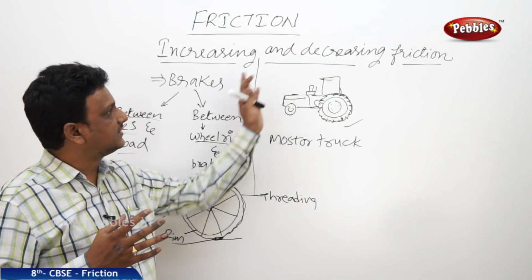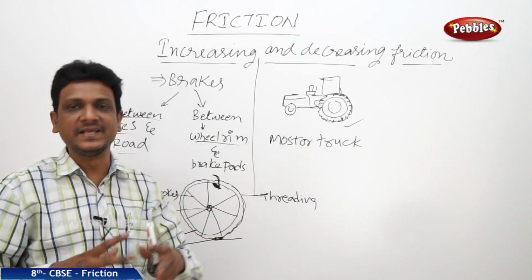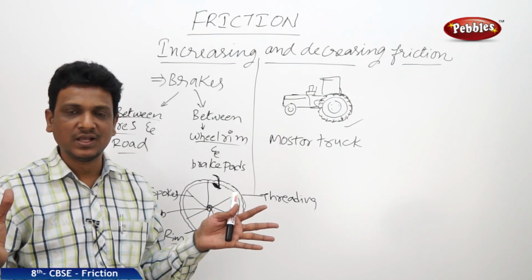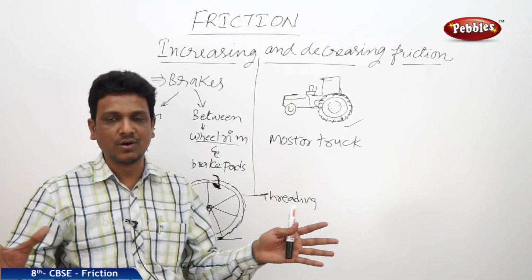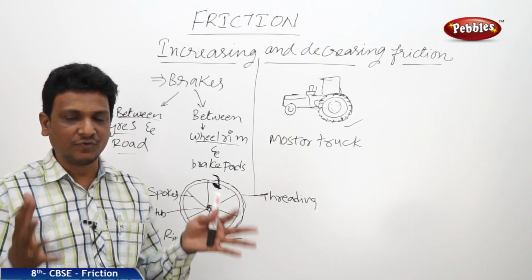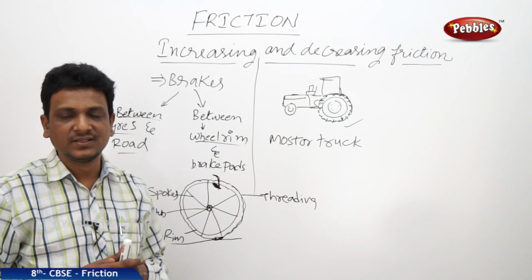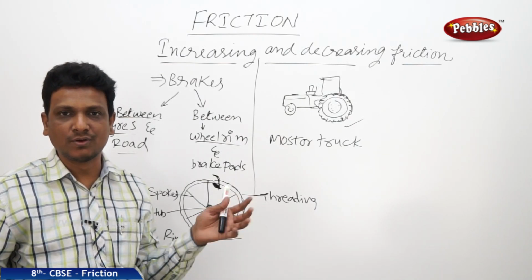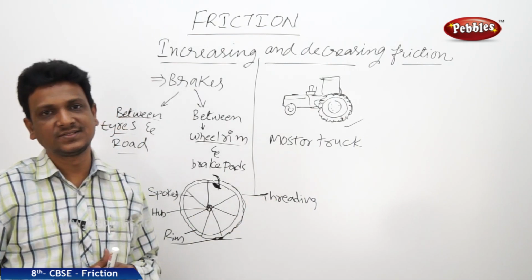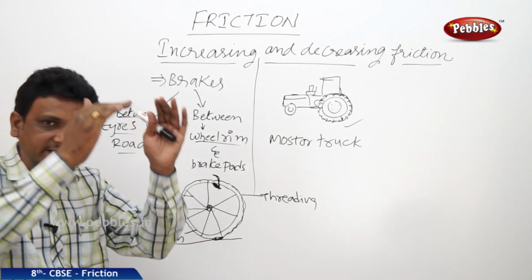But let us see decreasing friction. We cannot decrease the friction totally. You cannot neutralize the friction. If the friction is neutral, you cannot stop anything. Everything will be moving on, because friction makes the object stand still. Otherwise, if friction is completely not there, then if you touch an object, it will keep moving on. It doesn't stop. But there are certain ways by which you can decrease the friction.